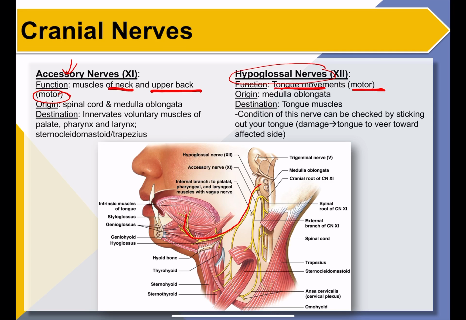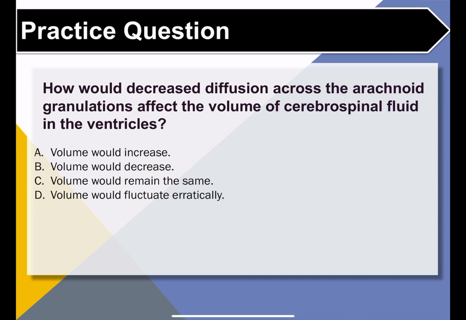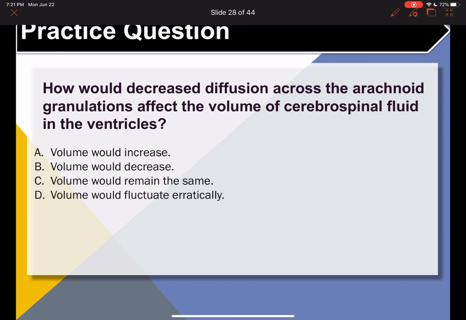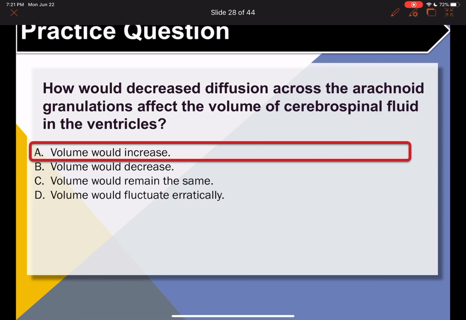Okay, all right, so that's all we have for chapter 14, and let's go over the practice questions and we'll be done. How would decreased diffusion across the arachnoid granulation affect the volume of cerebrospinal fluid in the ventricle? Volume will increase because, remember, arachnoid granulation is for drainage or reabsorption of CSF. If you have a blockage there or not enough fluid going through there, then you have fluid buildup within the ventricles.